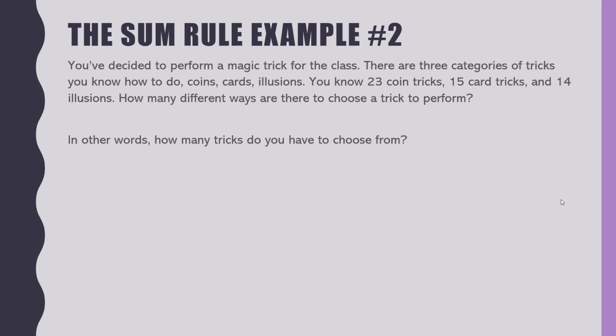Right? And I know this is simple, guys. I do, I get it, okay? I don't want to insult your intelligence. But just making sure we understand these principles is important. So I'm just asking, how many tricks do you have to choose from? Well, I know this many coin tricks, this many card tricks, and this many illusions. That's how many I have to choose from, right? Add those up and you get 52.